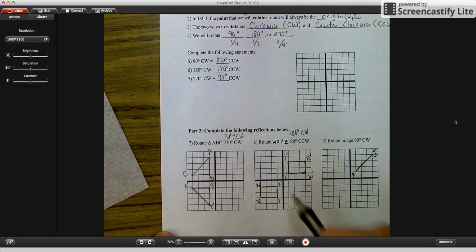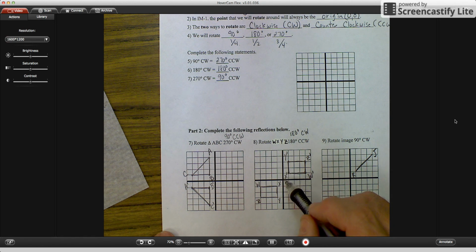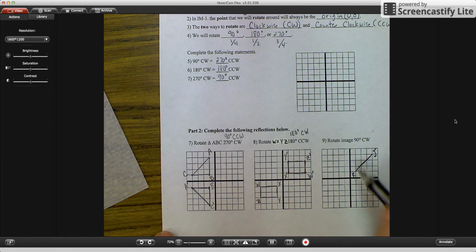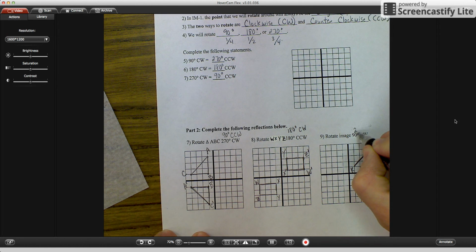What I'd like you to do is pause your computer and do example number 8 or question number 8 on your paper, and make sure yours looks like mine. Then what I want you to do is I want you on your own to go over to question number 9 and rotate this line segment, KJ, 90 degrees clockwise. Okay? And if we want, let's look 90 degrees clockwise, 270 degrees counterclockwise. Okay? Good luck.